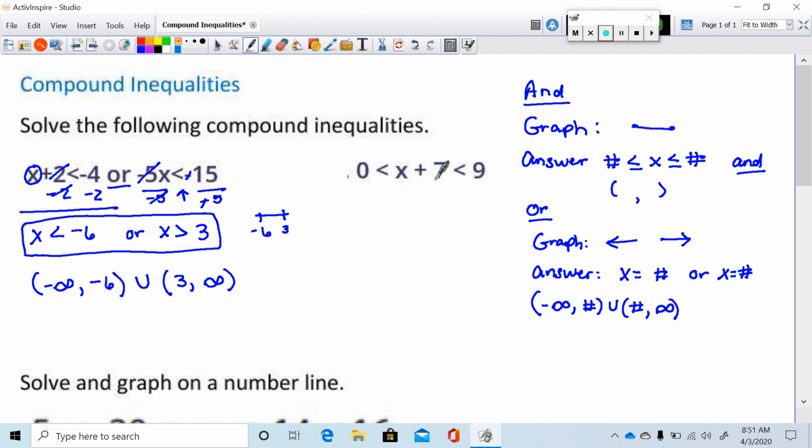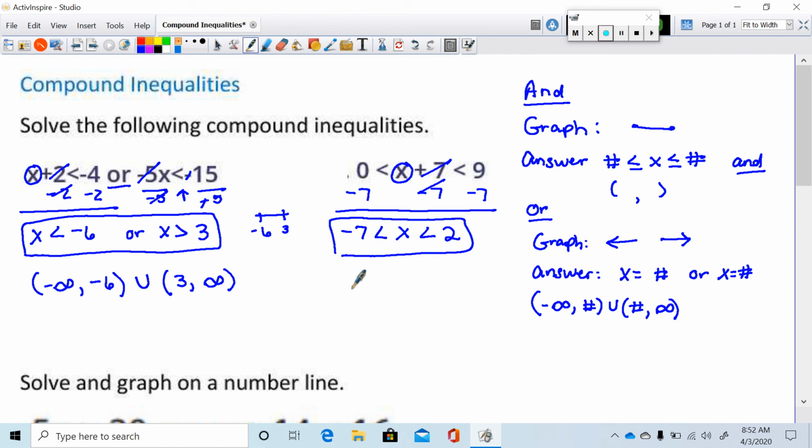Okay, the next one, you want to get x by itself, so you've got to get rid of the positive 7, or adding 7. So the opposite of adding 7 is subtracting 7, but you're going to do it from each piece like this. Negative 7, negative 7. Okay, so 0 take away 7 is negative 7. The inequality stays like it is. You bring down the x, the opposites cancel. You bring down the inequality, and 9 take away 7 is 2. So that is one way to write the solution.